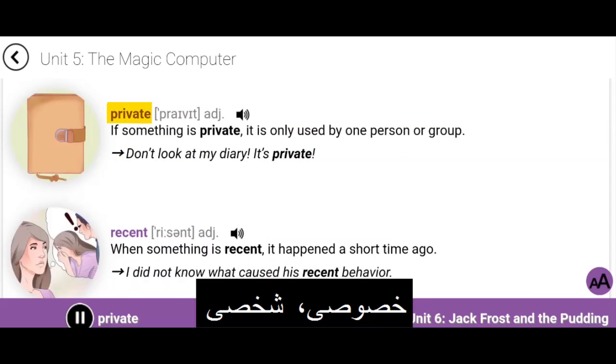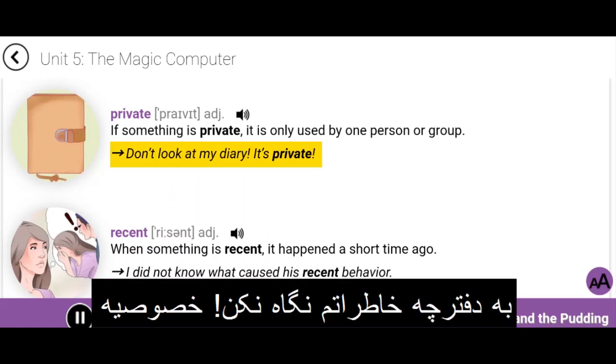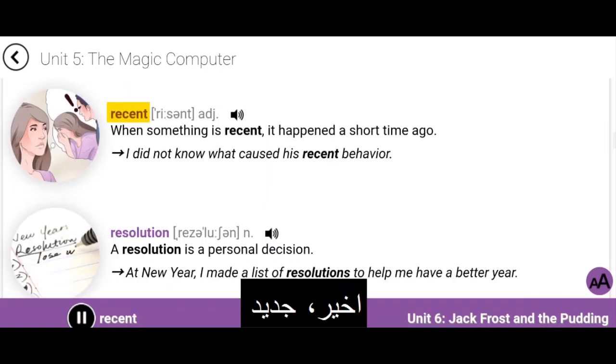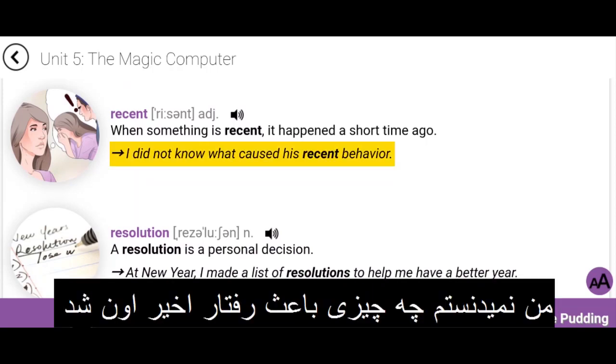Private. If something is private, it is only used by one person or group. Don't look at my diary. It's private. Recent. When something is recent, it happened a short time ago. I did not know what caused his recent behavior.